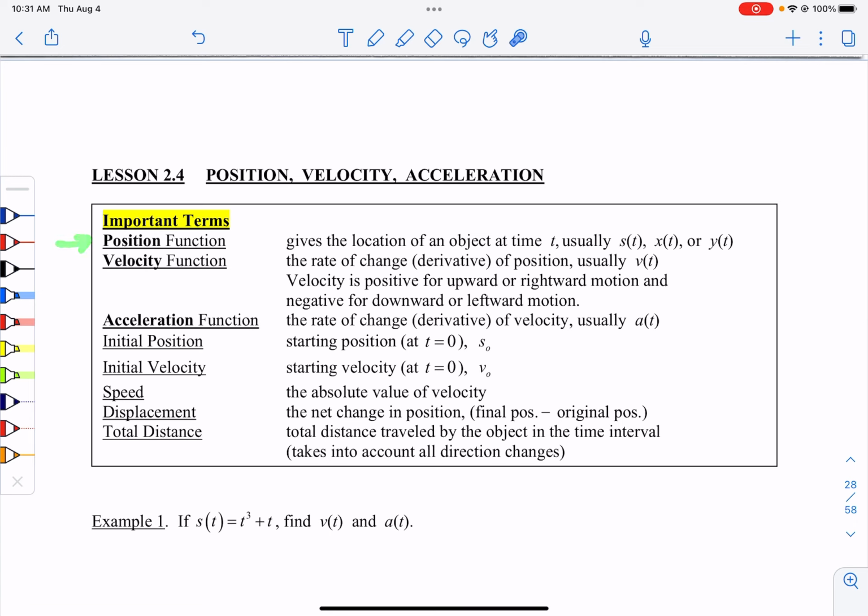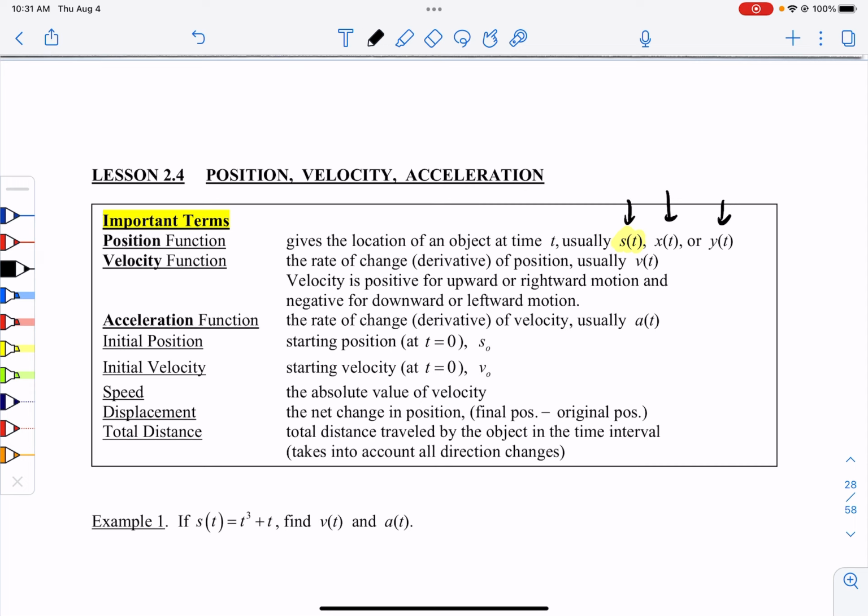Position function. This gives the location of an object, okay? The position function is usually your original function, and it uses s of t, x of t, or y of t. Most of the time, we're going to use s, okay? Very rarely are we going to use something else. So the function s of t tells me where an object is.